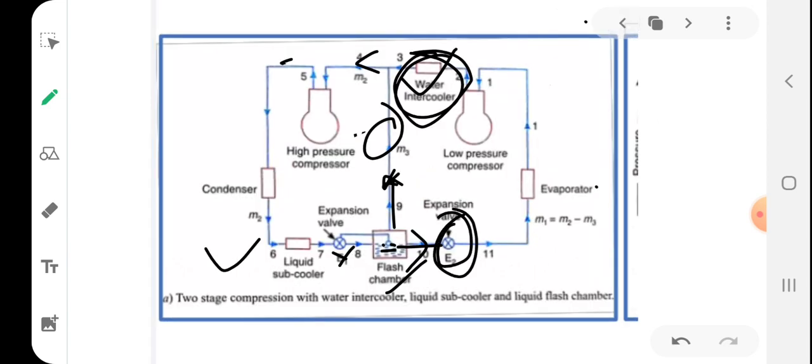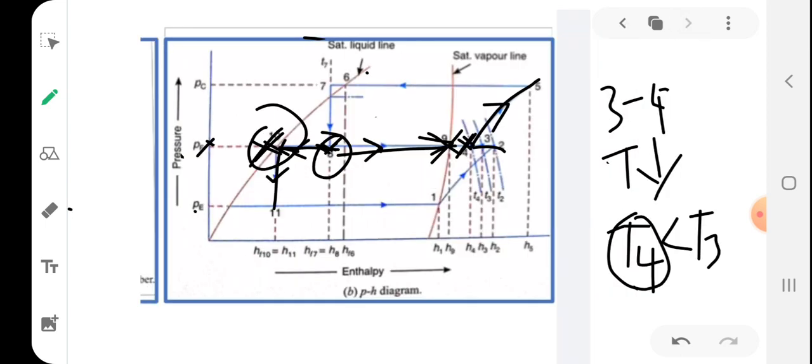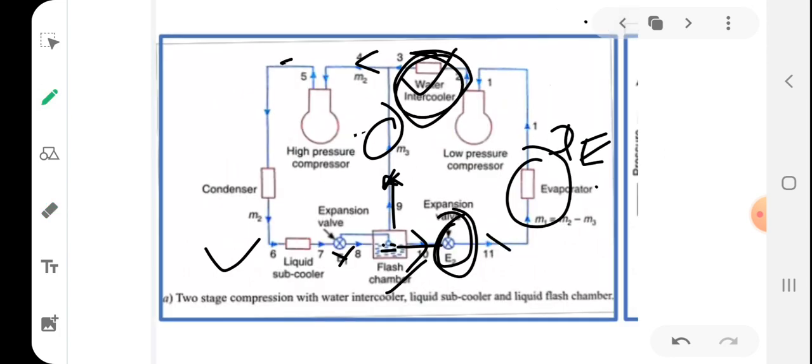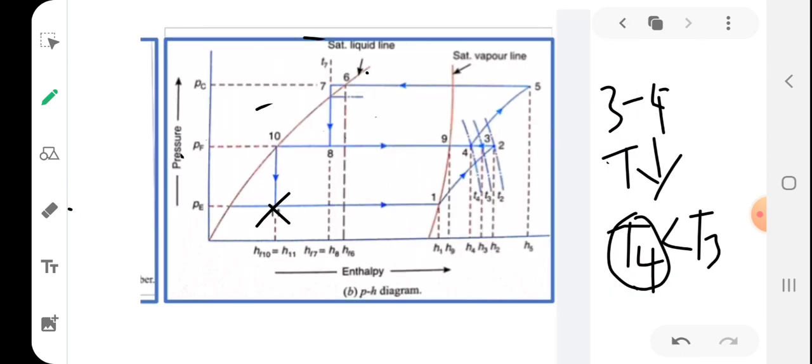In the second expansion valve, it is expanded to an even lower pressure, the evaporator pressure, PE. So it is expanded to PE. This is the pressure corresponding to the evaporator. It is expanded to a point called 11. From 11, what happens? It passes through the evaporator coil, and there you will get the refrigerating effect.